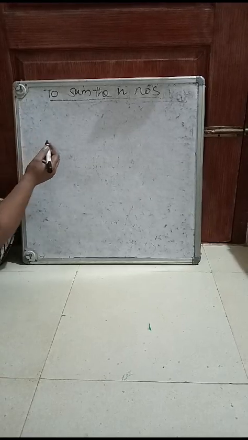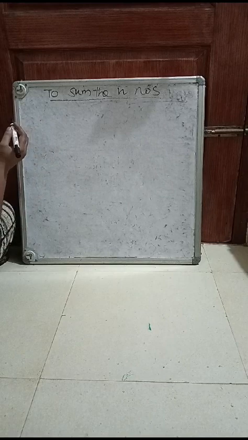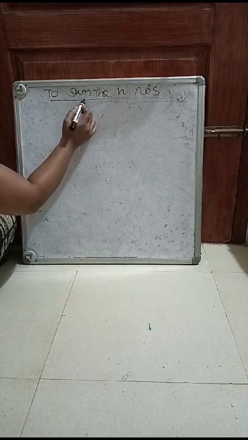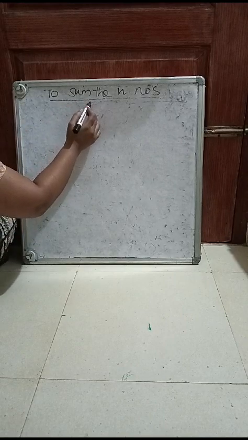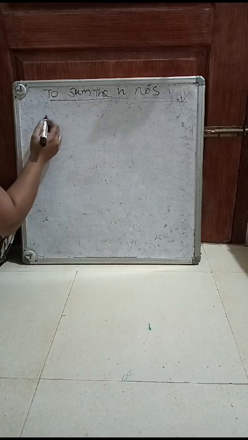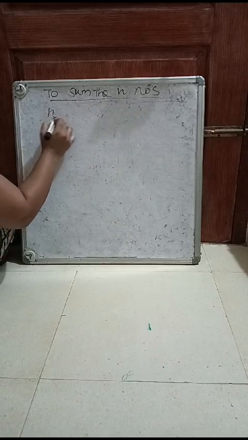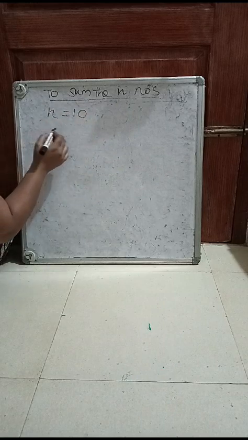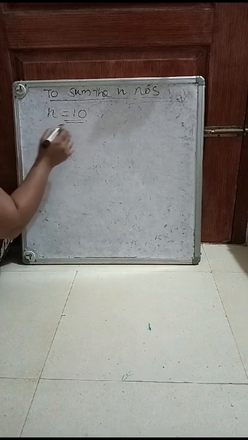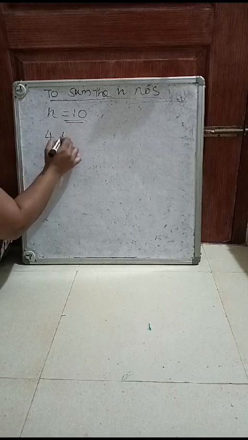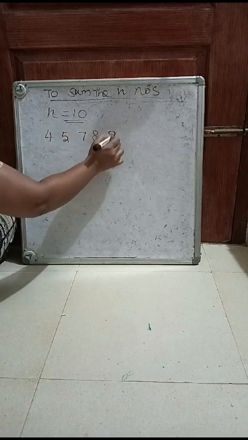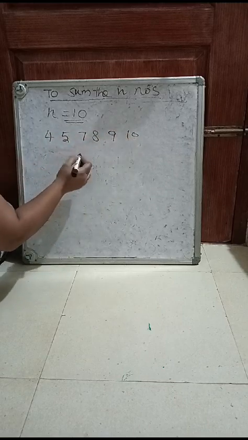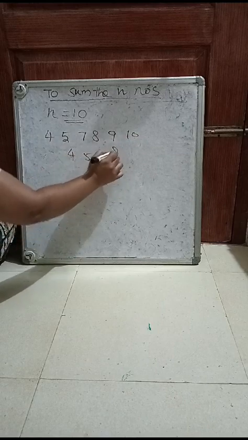Hi all. Today I am going to tell about how to write the program for sum of n numbers. For example, I am giving the value of n as 10. Okay. So the value of n is 10 and I am going to enter the numbers from 1 to 10.